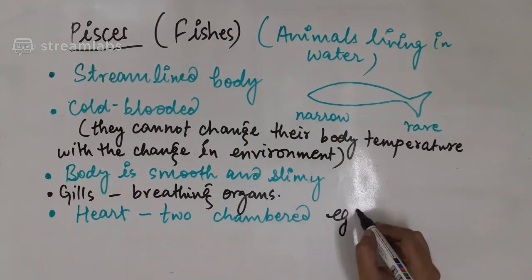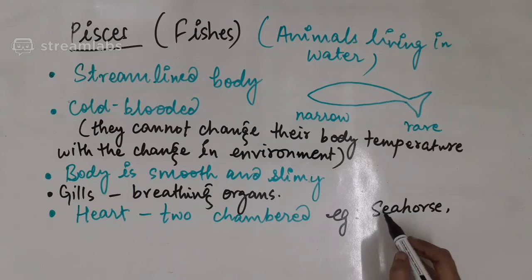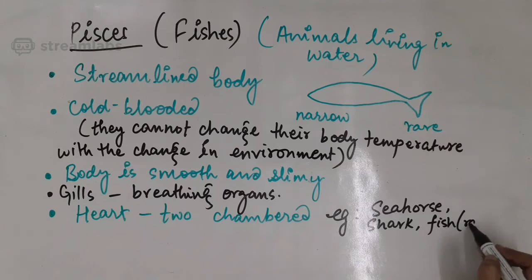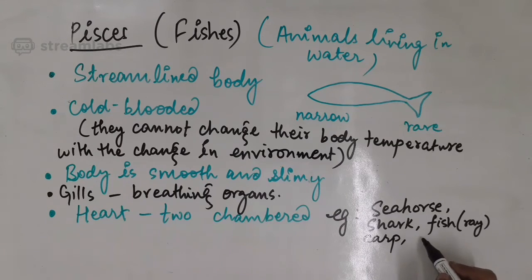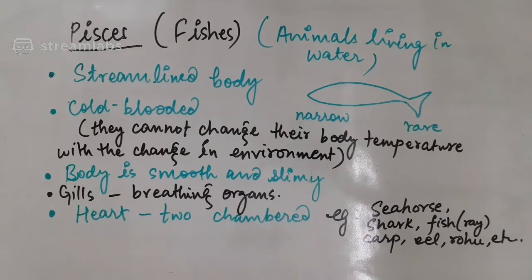Examples like seahorse, shark, any fish like ray fish, carp, eel, rohu, etc. Okay, so this is the first class of the vertebrates. Now we will be talking about the next class, that is class Amphibia.